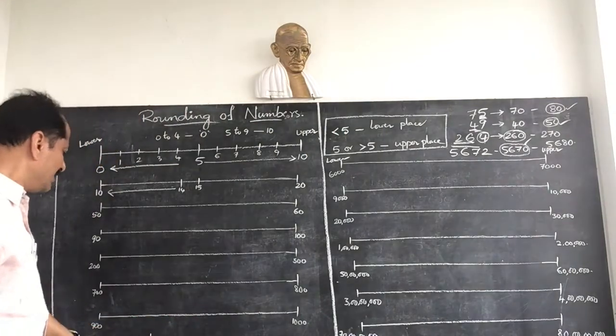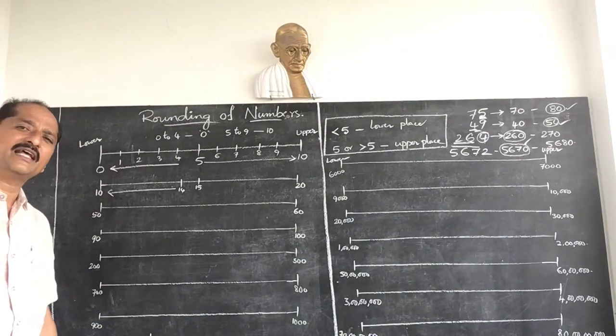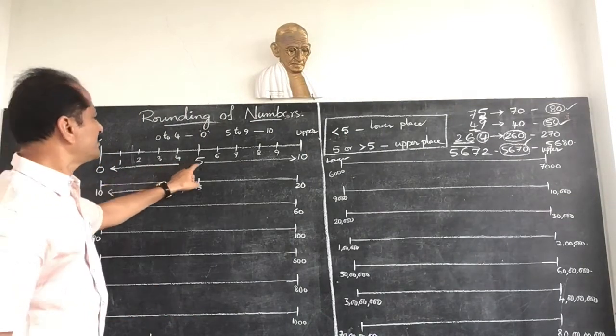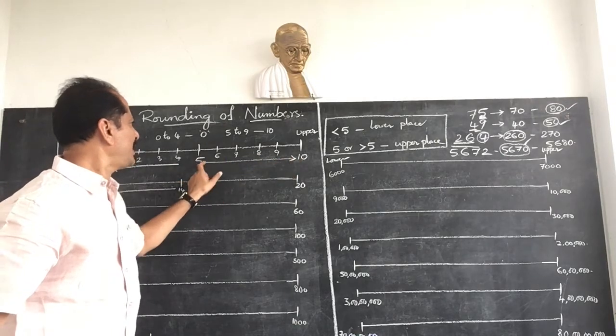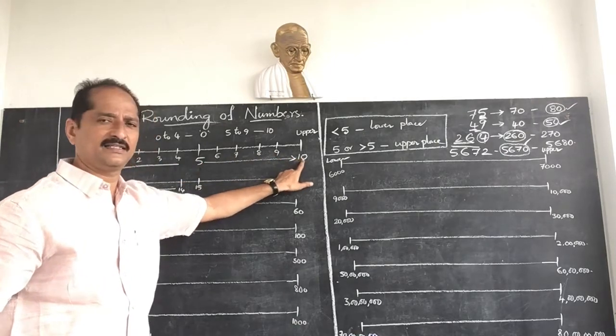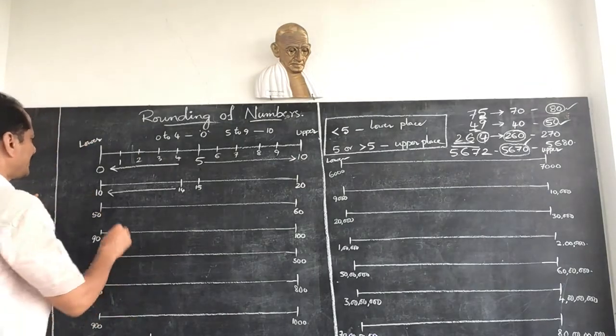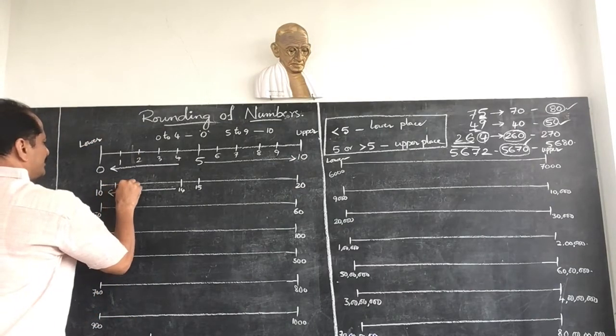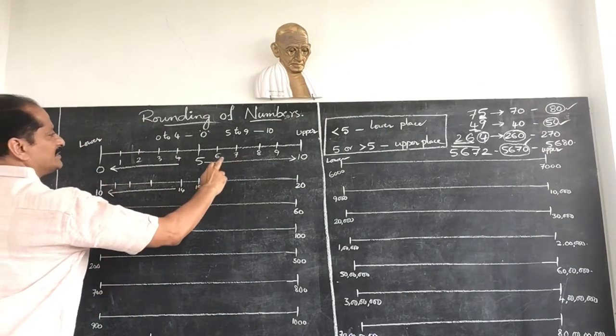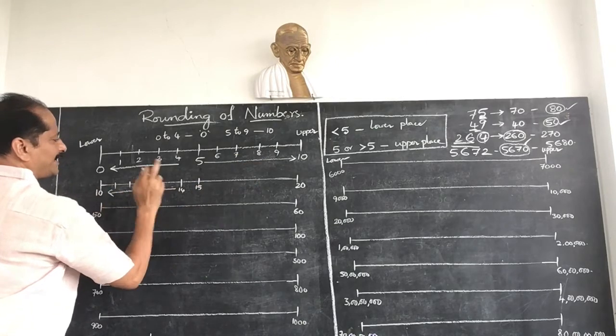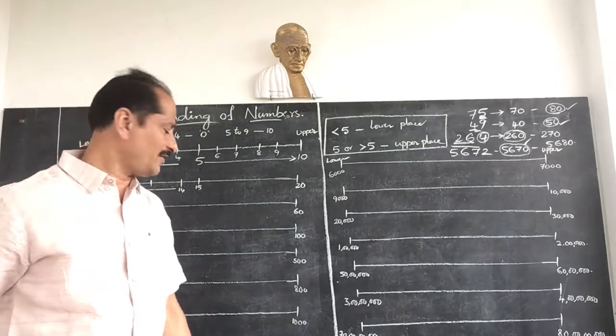So like this, 5 to 14 means totally 10 numbers. See here, 5 to 14. So 5 to 10, how many? 1, 2, 3, 4, 5, 6. After 10, 11, 12, 13, 14. So 6, 7, 8, 9, 10. 10 numbers. So 5 to 14.